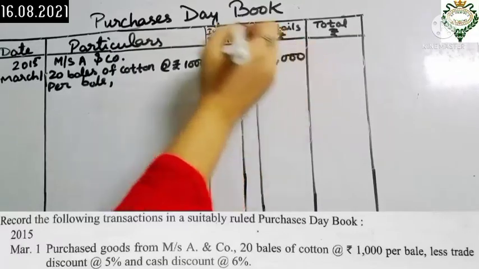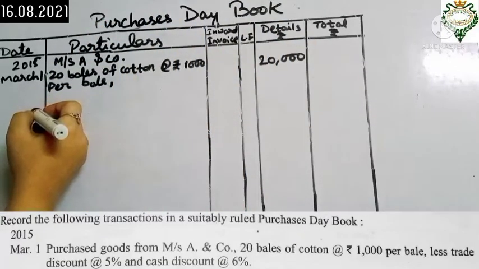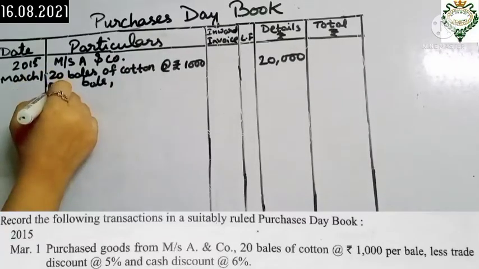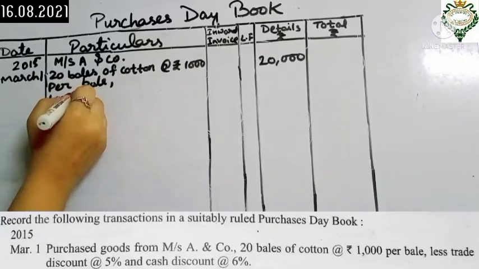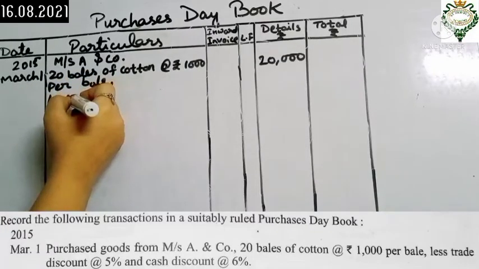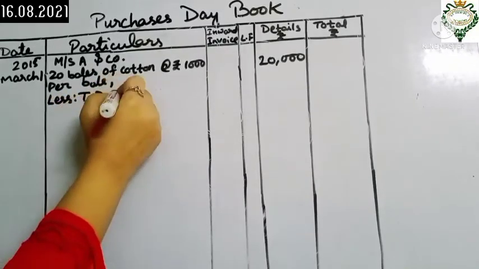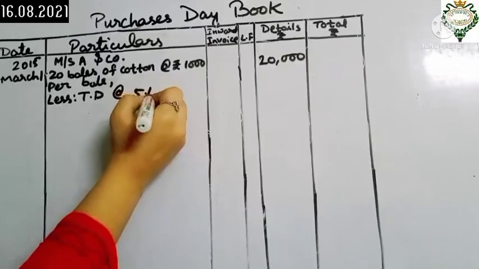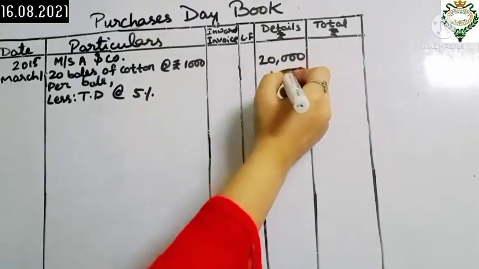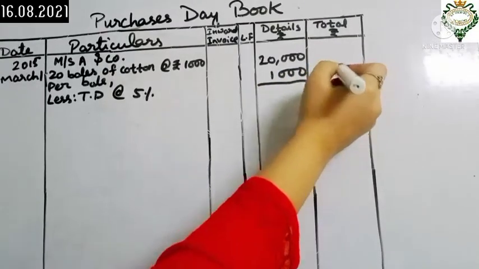There is also less trade discount at 5% and cash discount 6%. We have to record here the trade discount, because cash discount is recorded in the cash book. So trade discount is at 5%. 5% of 20,000 is 1,000. Less this amount, and we will get 19,000 in the total column.